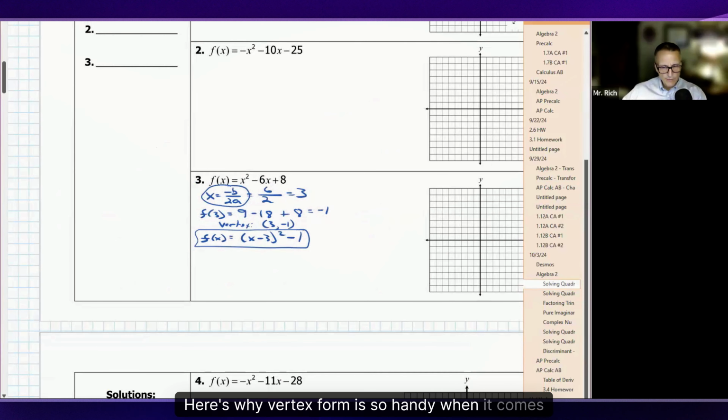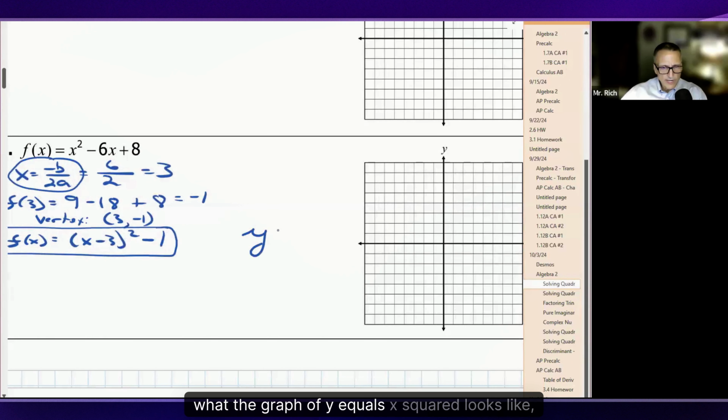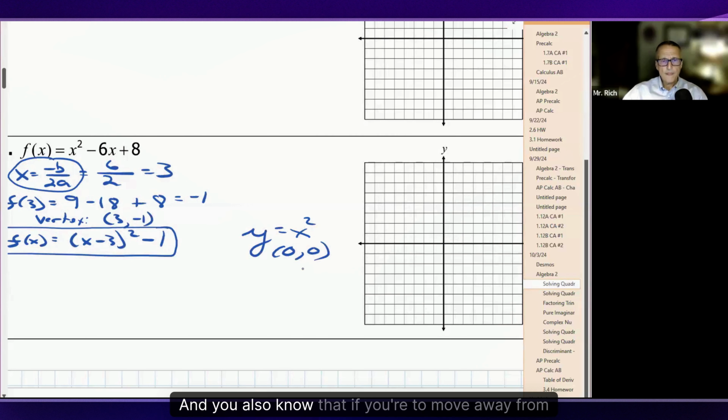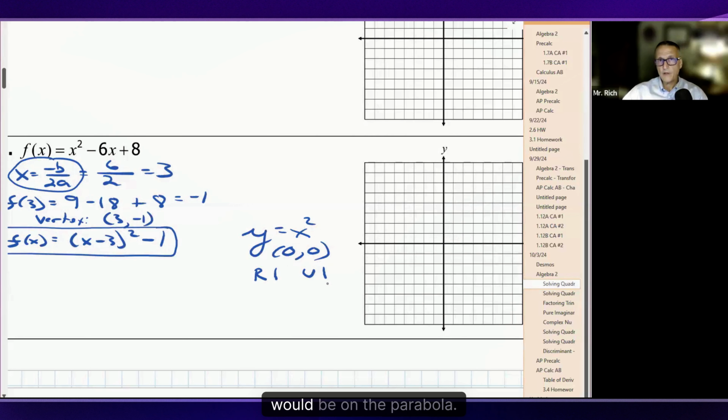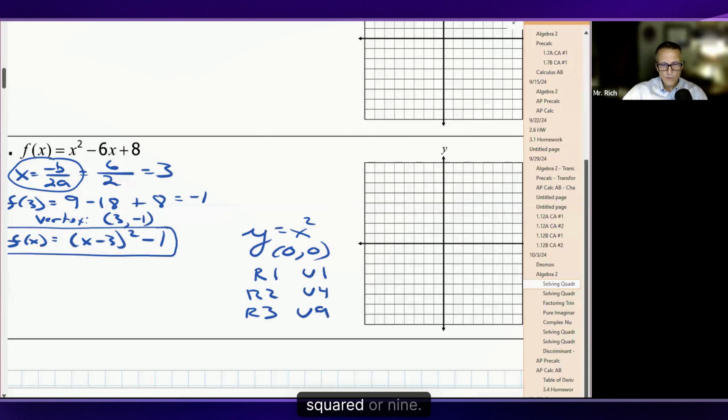And then if I wanted to graph that equation, here's why vertex form is so handy when it comes to graphing, because you know what the graph of y equals x squared looks like, or you should know. You should know where the vertex is and what the patterns are to get the other points on the curve. You know that the vertex here is 0, 0. And you also know that if you move away from the vertex and go right 1 unit, you would go up 1 unit to get to a point that would be on the parabola. If you go 2 units to the right of the vertex, you would go up 4 because 2 squared is 4. And right 3 means you would go up 3 squared or 9.